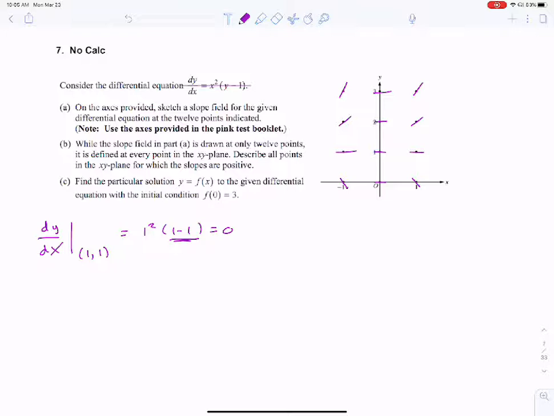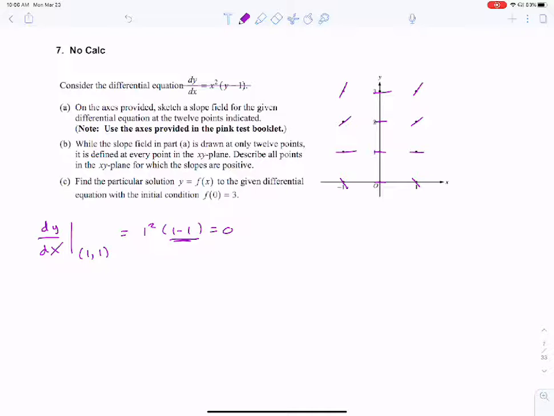I know I did that kind of quick, but see if you have any questions on my slope field. If you do, please feel free to ask them in the chat, in either chat. Okay, then let's keep on going.